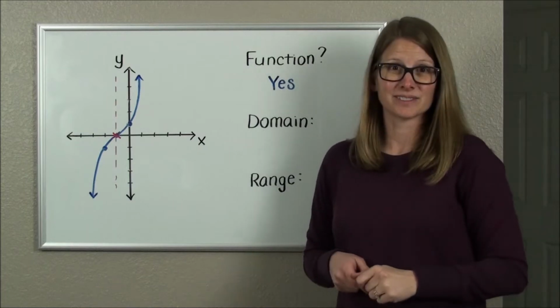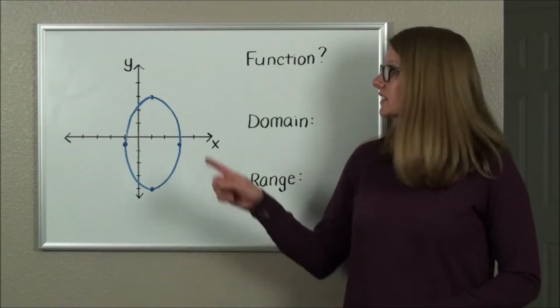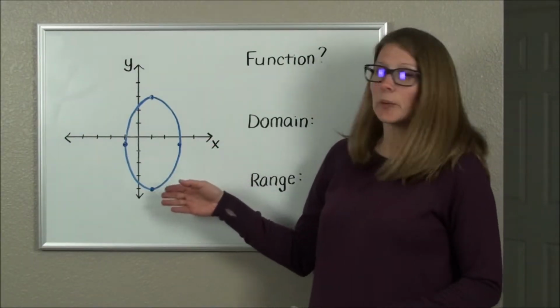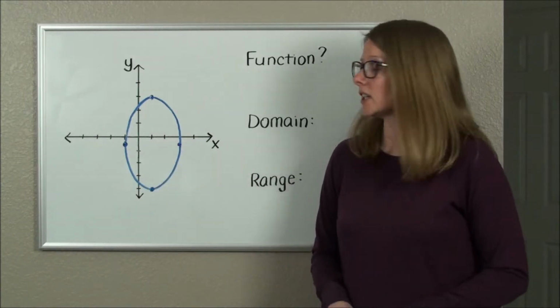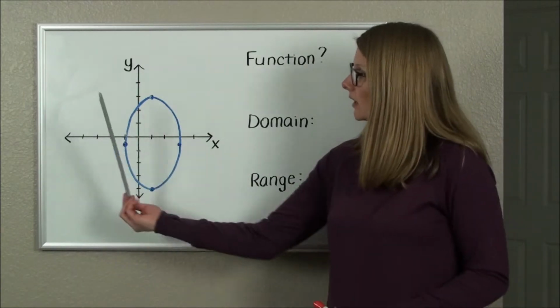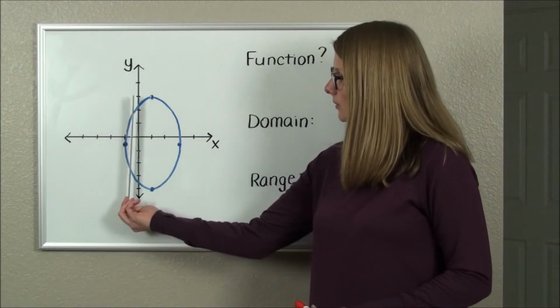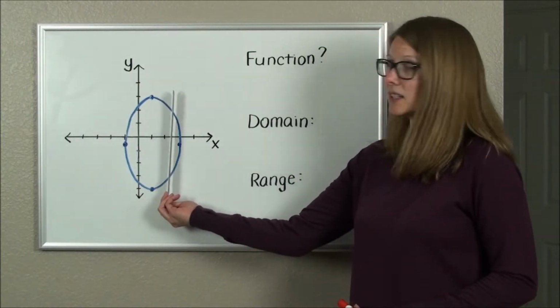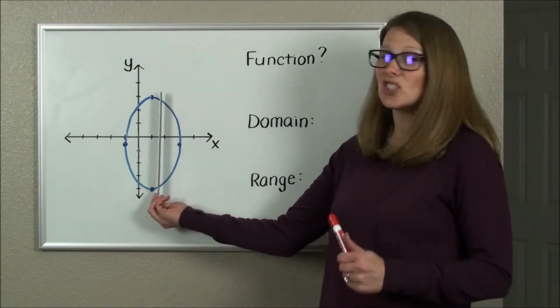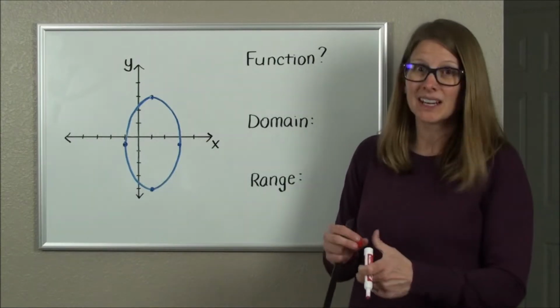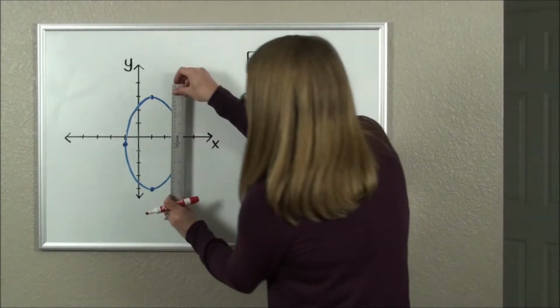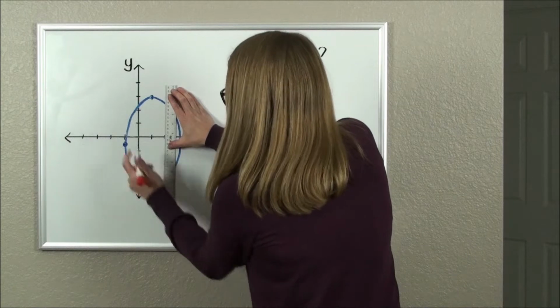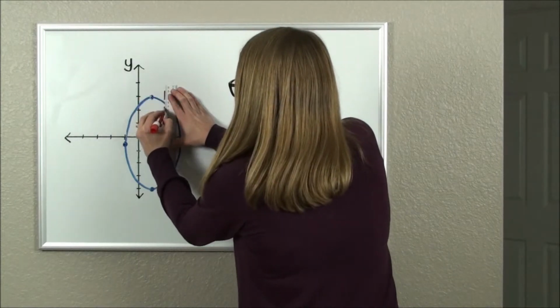Let's look at another. This next graph is called an ellipse. Again, we want to ask, is this the graph of a function? So we're going to take our vertical lines and scan through it and just ask, are any vertical lines going to touch it in more than one space? And just like with the circle, I'm seeing that there are vertical lines that would in fact cross through this ellipse at more than one point.